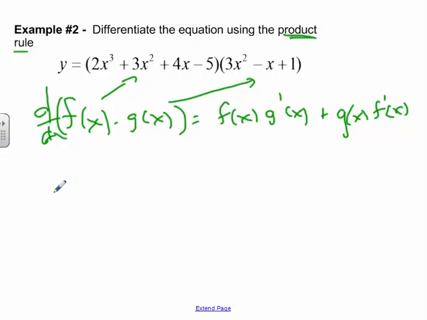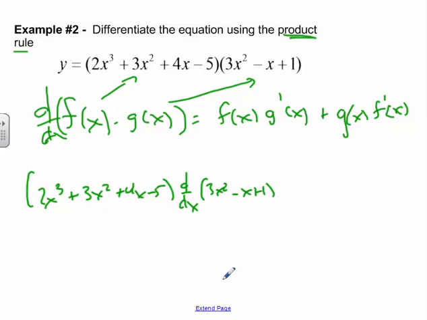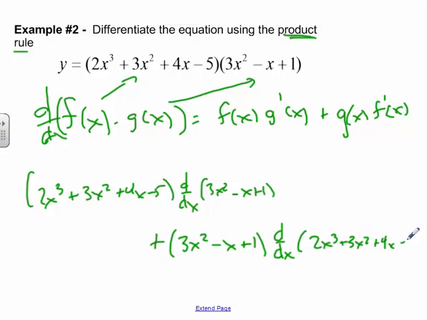The first function would be 2x to the 3 plus 3x squared plus 4x minus 5. And then I still have to derive the second function of 3x squared minus x plus 1. Now, I haven't derived it yet, so I'm leaving that d over dx notation there. Then I'll move on to the next part. Then I actually have to leave the g of x function the same way, so 3x squared minus x plus 1. And I'm going to derive the first function, which was the 2x to the 3 plus 3x squared plus 4x minus 5.